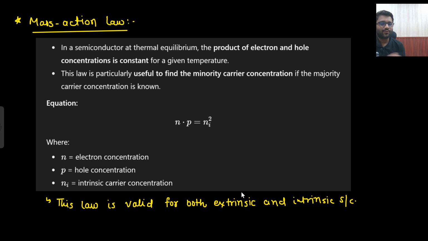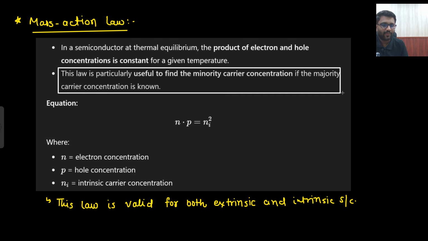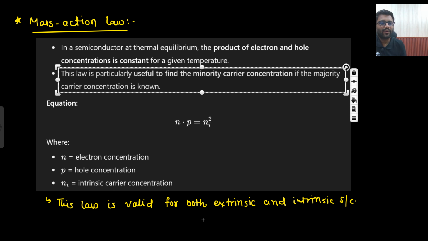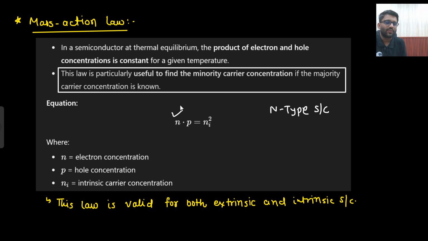This law is particularly useful, and this line is also very important. I will be using this law to find the minority charge carrier concentration. Let's say in my semiconductor electrons are the majority charge carriers, that is, I have an n-type semiconductor. So electrons are the majority charge carrier concentration. For finding the number of electrons, I will use some different formula that we will study, don't worry about that. But for finding the number of holes, I will always use this mass action law.